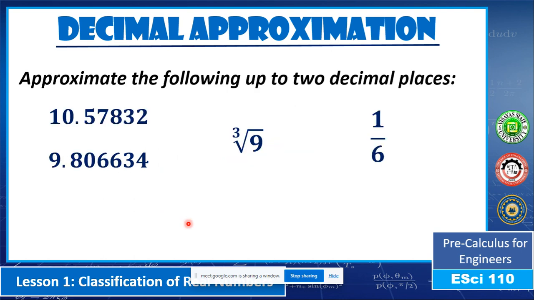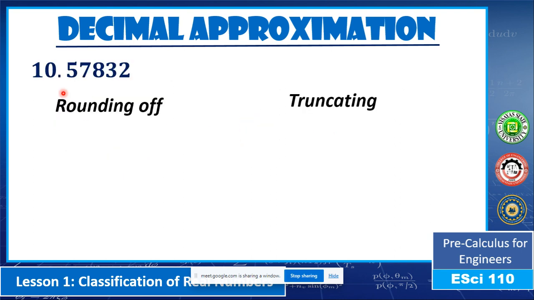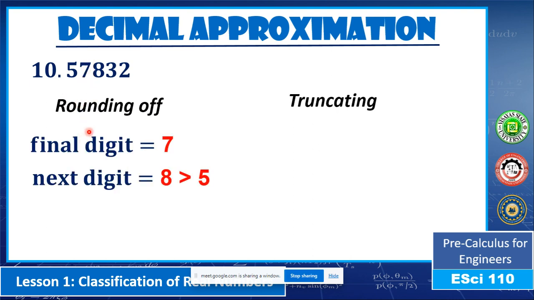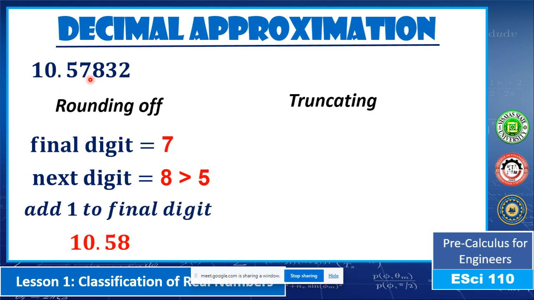So ganun lang. So if we are going to compare these two, we have this example. So we need to approximate these four numbers with their respective forms. We need to approximate this using those two methods, and let's try to compare. So for the first one, up to 2 decimal places lang ha. So for rounding off, we have a final digit of 7, and then its next digit is 8. So 8 is greater than 5. So we add 1 to our final digit. So the resulting approximation is 10.58.